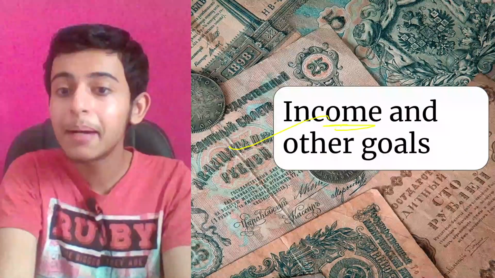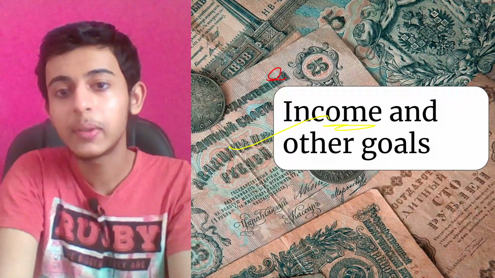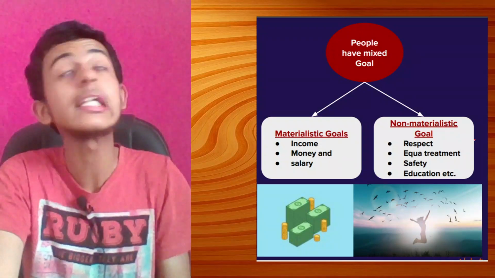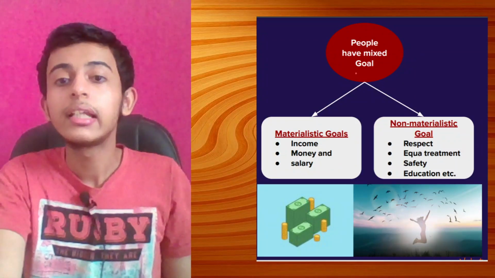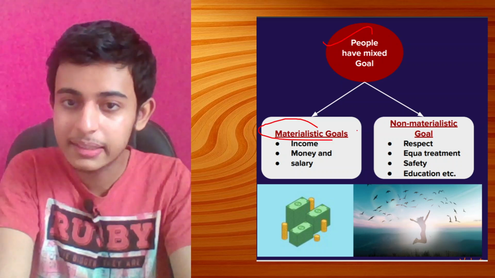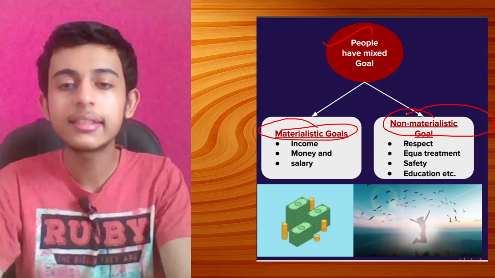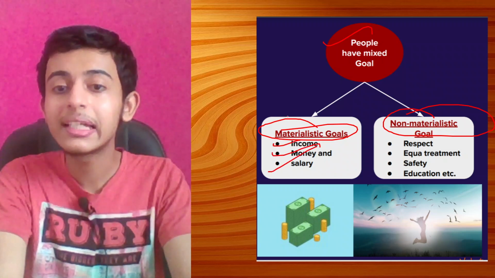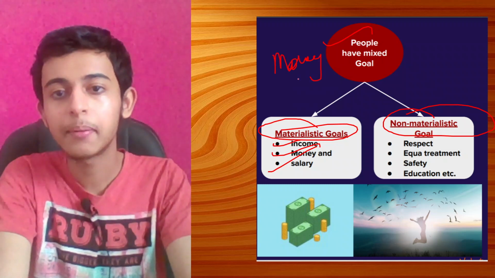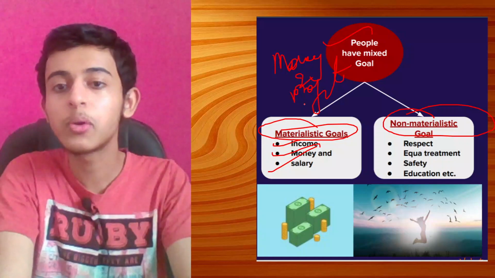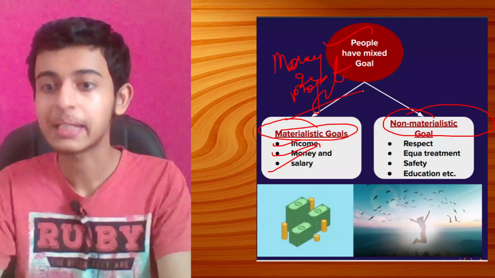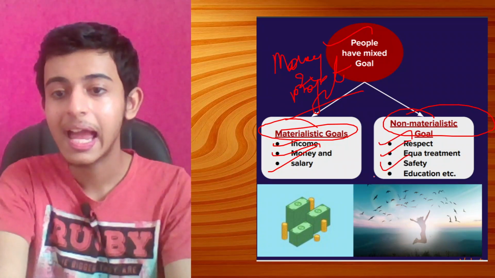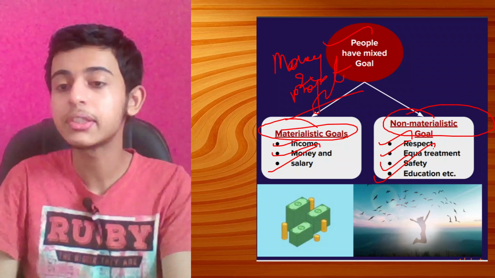Now talking about income and other goals, because while we are reading economics, income comes to our mind. How is income connected to the daily life of people? Now people have a mixed goal in this, materialistic or non-materialistic. Materialistic goals of people means to earn income, money and salary, a higher income. So materialistic mainly involves money and profit, which will ultimately fulfill all their wishes. Whereas a non-materialistic goal includes respect, equal treatment, safety, and education, which is equally important in society.